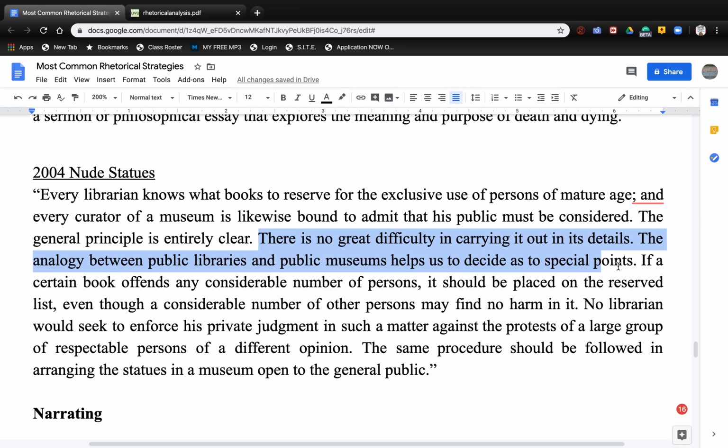It's funny that he calls out his own device, right? The analogy between the two. If a certain book offends any considerable number of persons, it should be placed on the reserve list, even though a considerable number of other persons may find no harm in it. No librarian would seek to enforce his private judgment in such a matter against the protests of a large group.